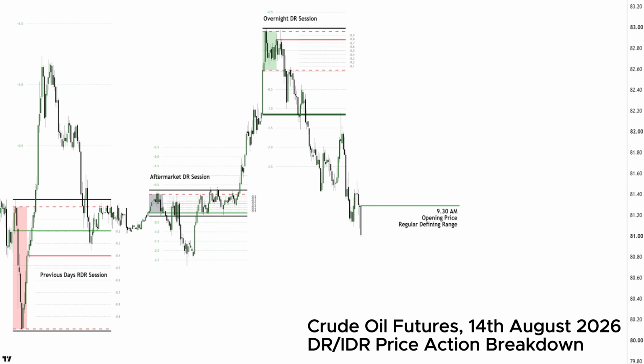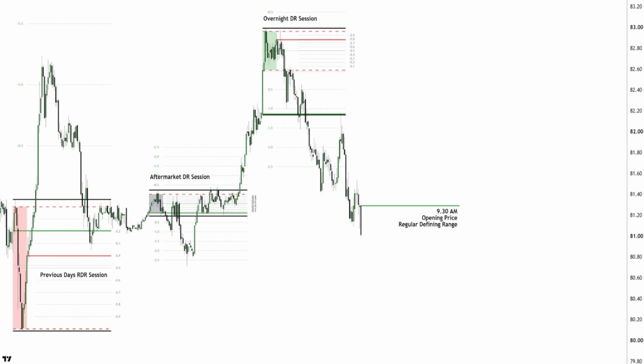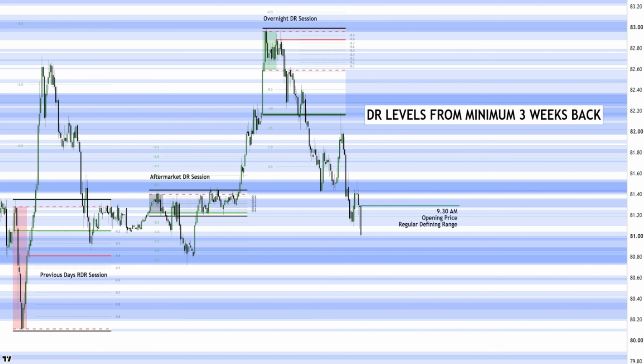In front of us is last Friday on crude oil futures. The overnight session finished at 8:30 a.m., and we're now at the point where the regular defining range opens at 9:30. You had your prep time in the 1-hour transition window before this. And as a DR trader, the focus never changes.